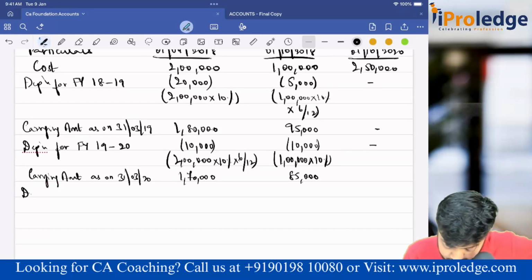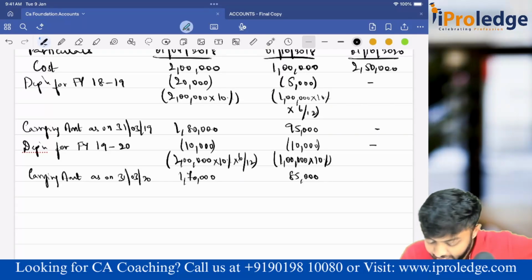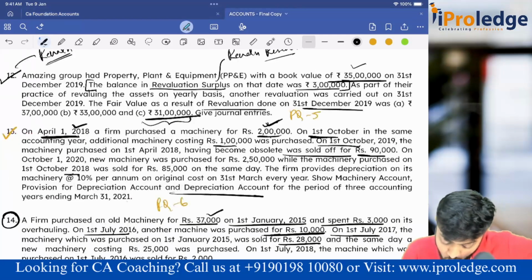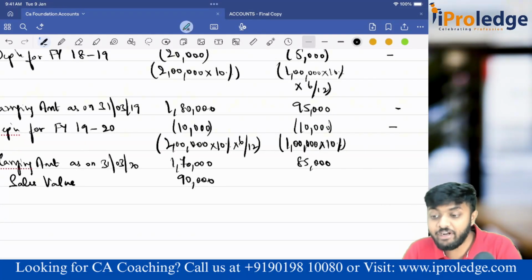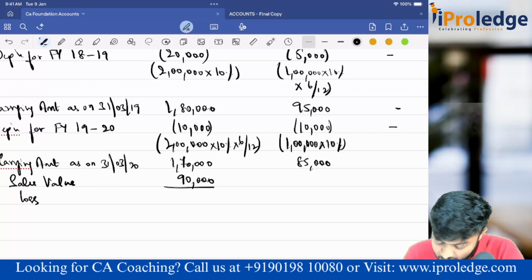Next, here this is already sold, gone by October 19. This machinery is already sold. So what is the sales value for this first machinery? The first machinery is sold for, on October 19, the machinery purchase was sold for 90,000 rupees. The carrying amount is 1,70,000, which is cost minus depreciation, and sold for 90. That means loss is how much? 80,000 rupees is the loss.